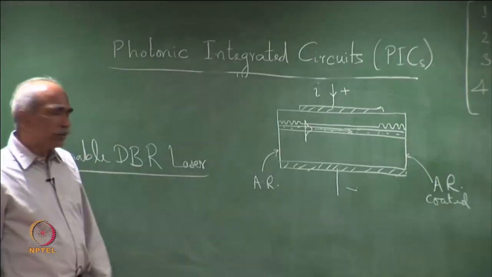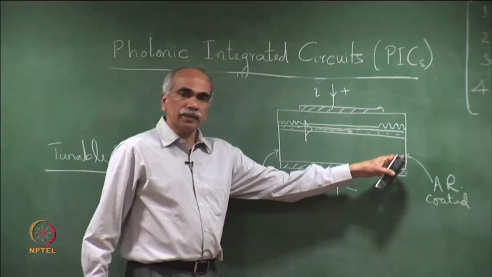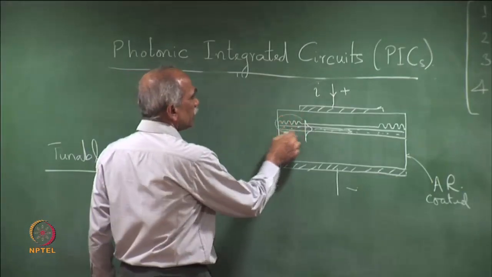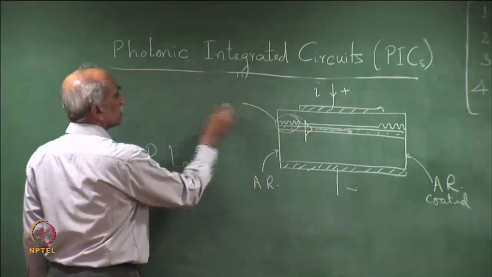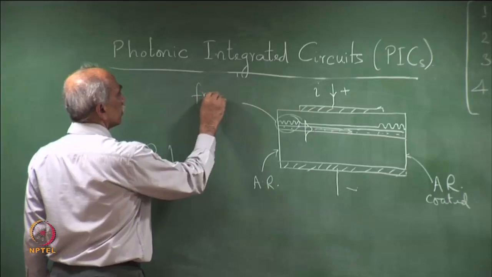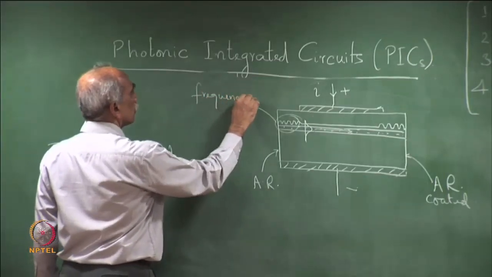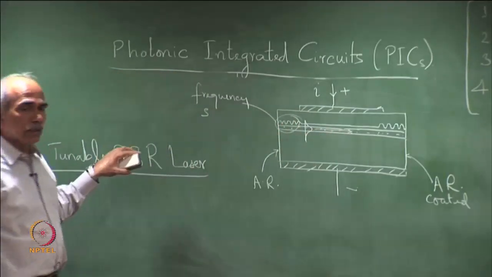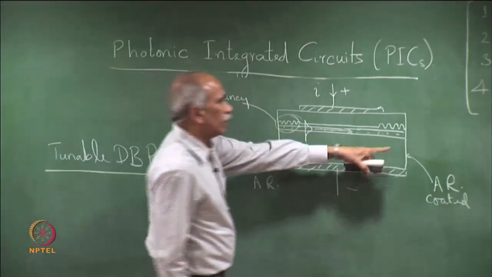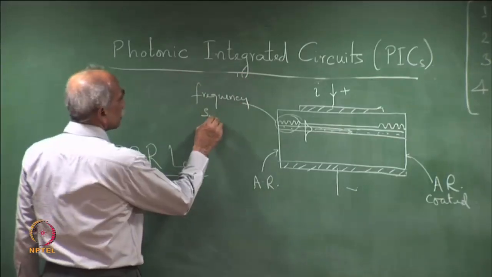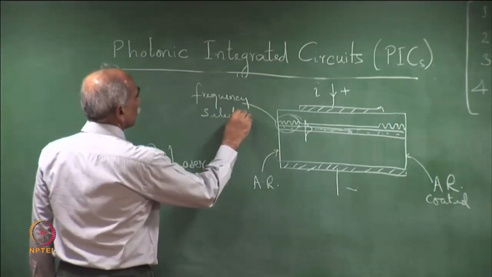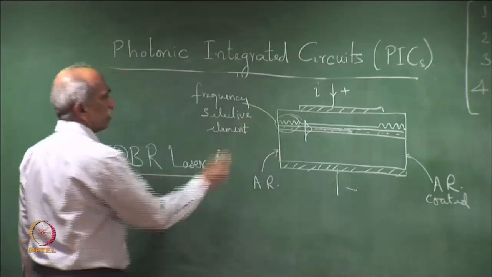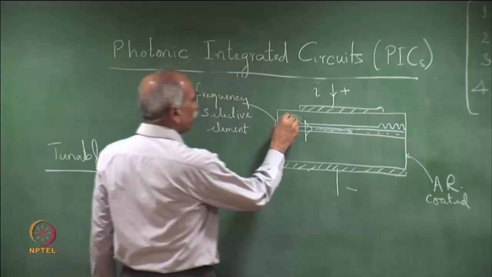AR coated to avoid any reflection from these ends, because we need these frequency selective gratings. So, these are the frequency selective gratings. This is the DBR, not the tunable DBR. I am discussing the DBR that we had already discussed, the frequency selective element.